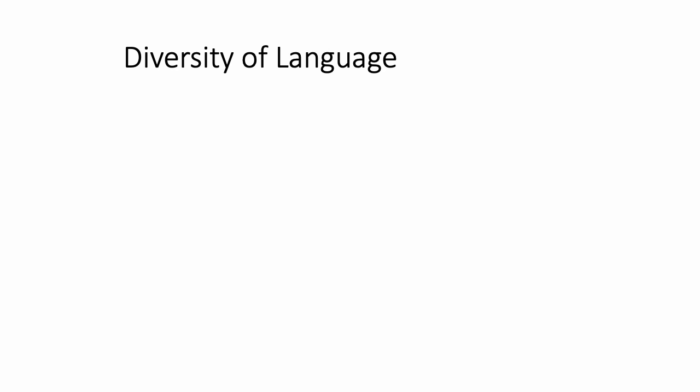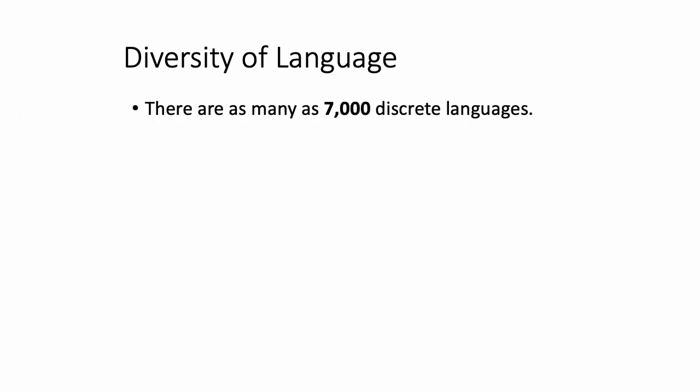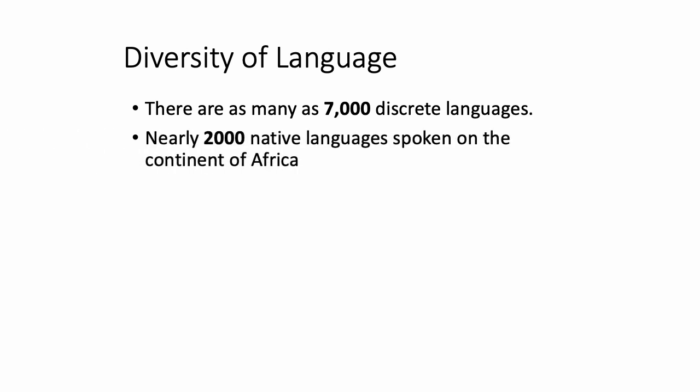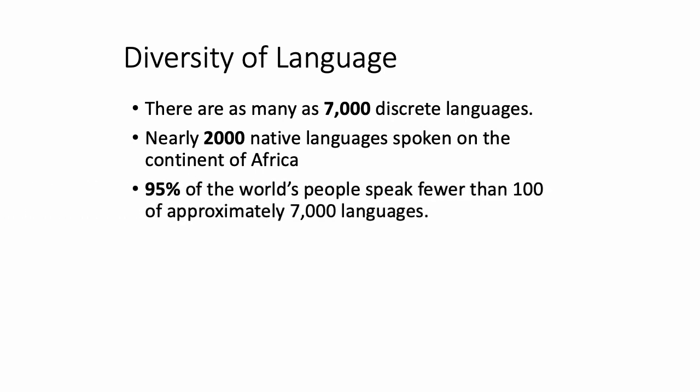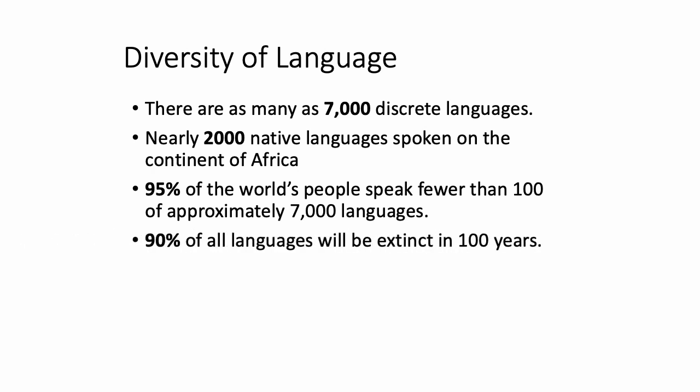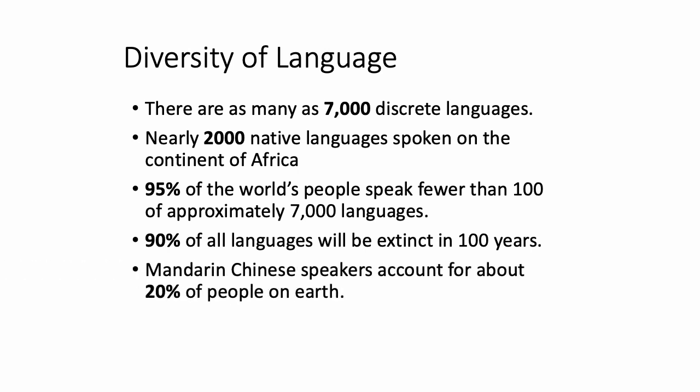Language is very diverse. There are as many as 7,000 discrete languages in the world. Nearly 2,000 native languages are spoken on the continent of Africa alone. 95% of the world's people speak fewer than 100 of those approximately 7,000 languages. It's estimated that 90% of all of the languages will be extinct in 100 years.